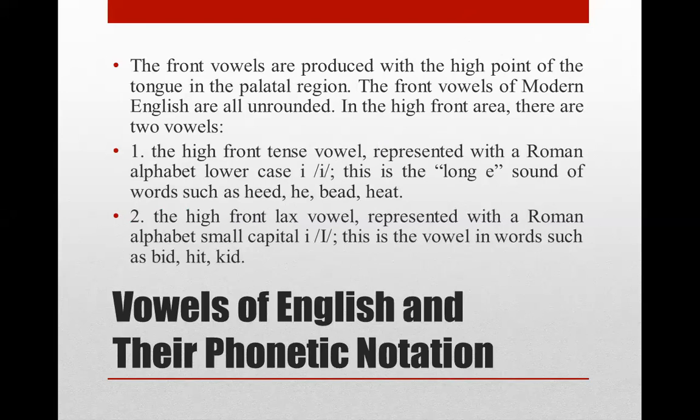The front vowels are produced with the high point of the tongue in the palatal region. The front vowels of modern English are all unrounded. In the high front area, there are two vowels. The first one is the high front tense vowel represented with a Roman alphabet lowercase i. This is the long E sound of words such as heat and he. The high front lax vowel is represented with a Roman alphabet small capital I. This is the vowel in words such as bit and hit.